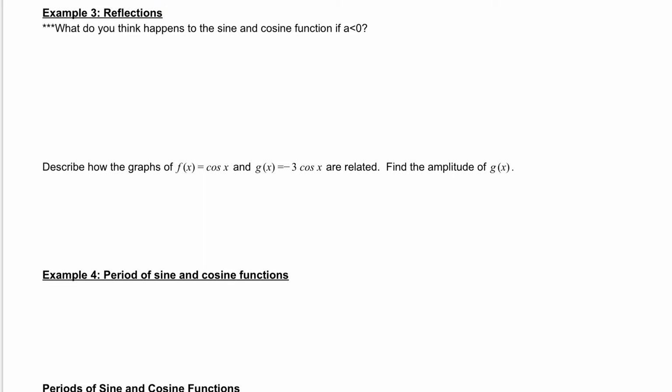For example 3, we're going to talk about reflections. So what do you think happens to the sine and cosine function if our a value is less than 0? So basically we're looking at something like y equals negative sine of x or y equals negative cosine x. And it's the same thing that happens with all the other functions that you've studied over the years. If you have a negative in front, that indicates that you are reflecting over the x-axis.